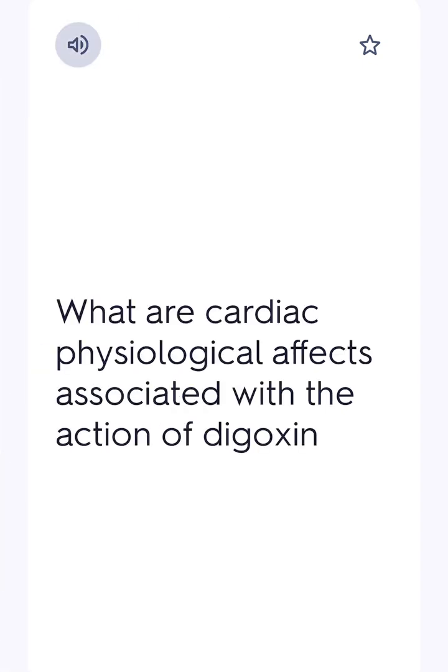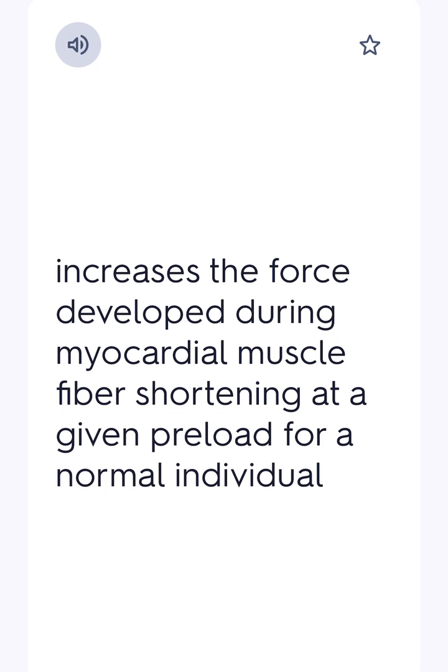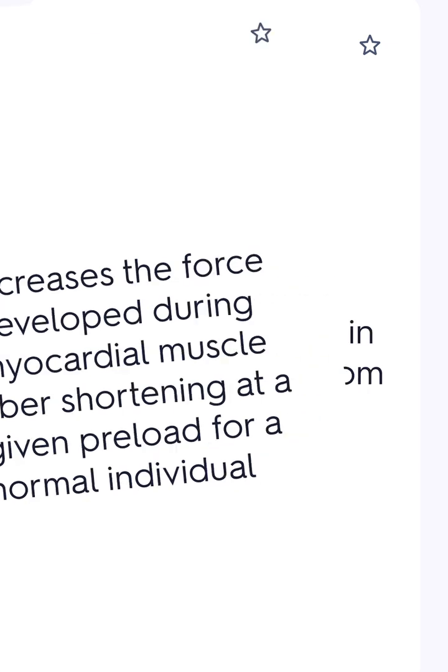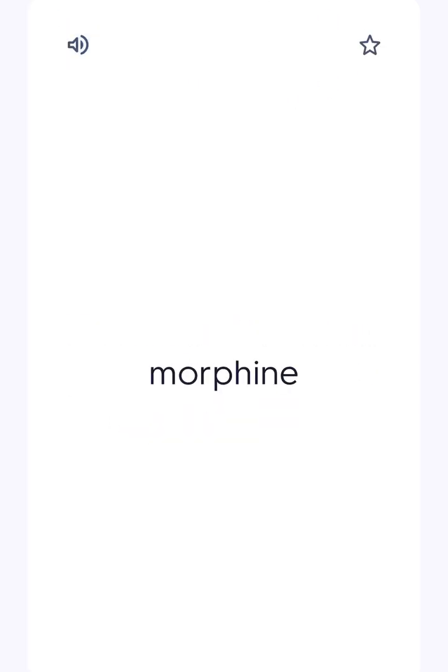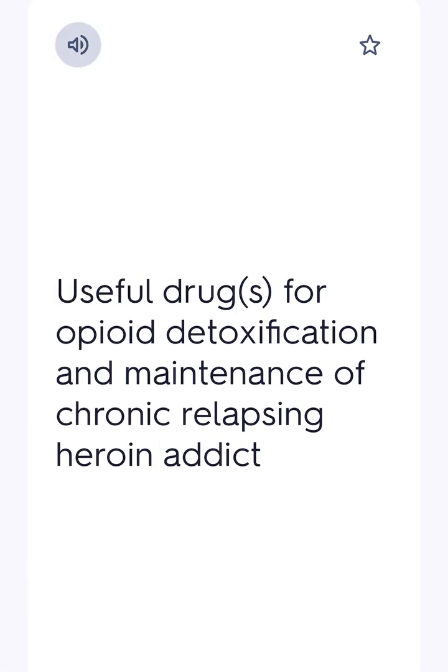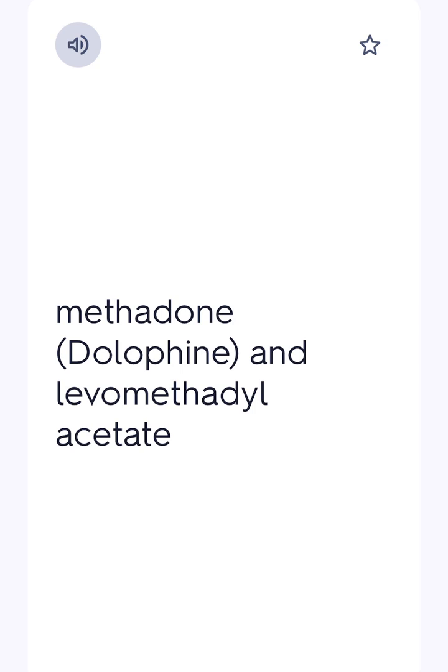What are cardiac physiological effects associated with the action of digoxin? Increases the force developed during myocardial muscle fiber shortening at a given preload for a normal individual. Principal alkaloid in opium. Morphine. Useful drug for opioid detoxification and maintenance of chronic relapsing heroin addict. Methadone and levomethyl acetate.